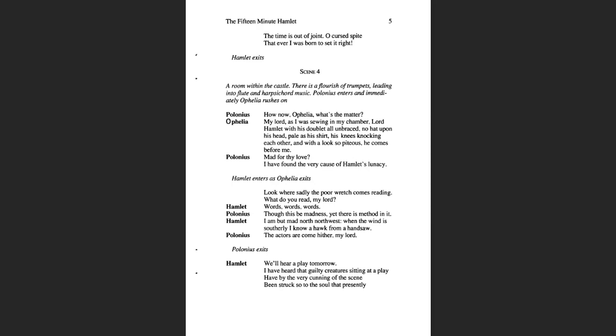Hamlet exits. Scene 4. A room within the castle. There is a flourish of trumpets, leading into flute and harpsichord music. Polonius enters, and immediately Ophelia rushes on. How now, Ophelia? What's the matter? My lord, as I was sewing in my chamber, Lord Hamlet, with his doublet all unbraced, no hat upon his head, pale as a shirt, his knees knocking each other, and with a look so piteous he comes before me. Mad for thy love? I have found the very cause of Hamlet's lunacy.